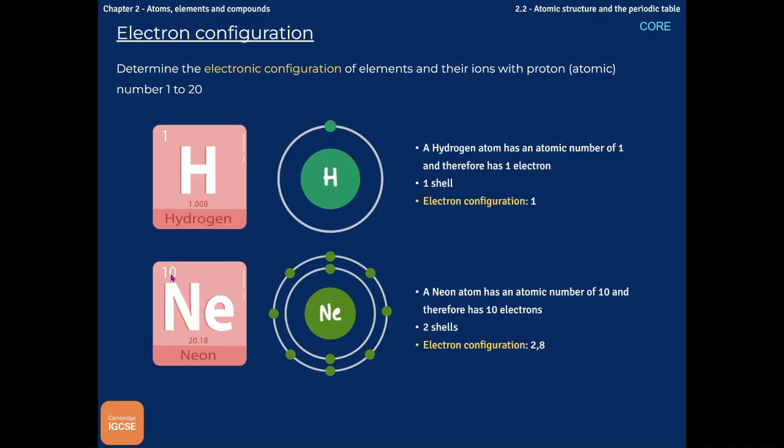Neon has an atomic number of 10 and therefore has 10 electrons. So if you draw neon, right, you draw that first shell, 2 electrons can go into the first shell, and then we draw the second shell, 8 electrons can go in there, and 2 plus 8 is 10, right? So that's all of our electrons. Neon has 2 shells. The electron configuration would be 2, that's our first shell, comma 8. So you write what's in the first shell, and then you write what's in the second shell. If you had a third shell, you would write what's in that. That's how we're going to write these electron configurations.